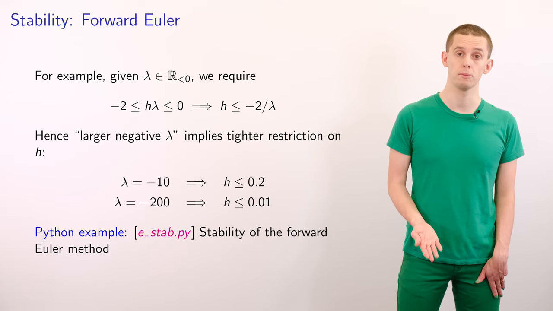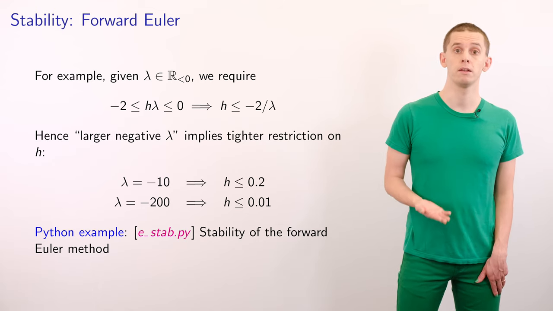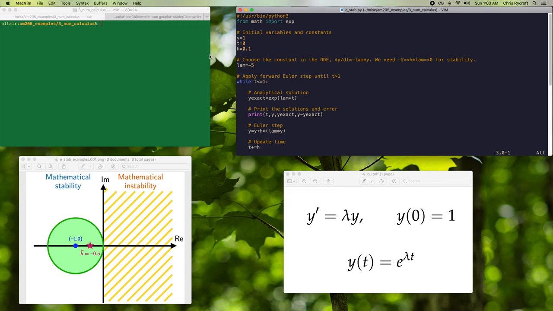And we'll now take a look at a Python example, e_stab.py, that can examine what goes wrong if we take h outside of this stability region. Let's now look at the program e_stab.py that can examine the stability properties for the forward Euler method. And this program is rather similar to the previous example, Euler.py, that we looked at, and it solves the same ODE, y prime is equal to lambda times y, using the initial data that y of 0 is equal to 1. And this problem has the exact solution, y of t is equal to e to the lambda t.